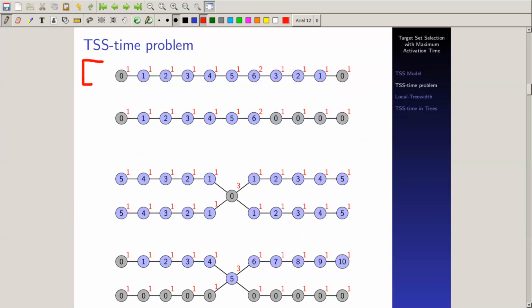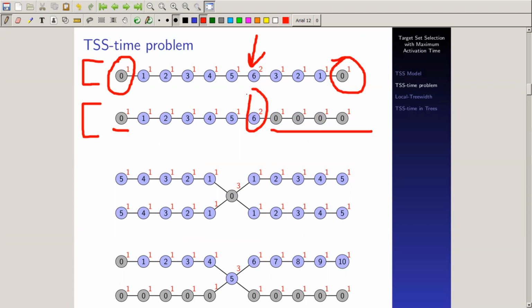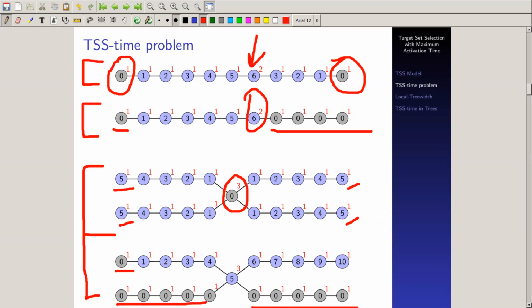Some examples. This is the same graph with the same thresholds, but the minimum target set with 2 vertices obtains the maximum activation time, and this target set with 5 vertices also obtains the maximum activation time 6. These are the 2 examples, same graph, same thresholds. This is the only vertex with threshold 3, the minimum target set, with activation time 5. And this target set with 11 vertices obtains a maximum activation time 10, which is better than 5.